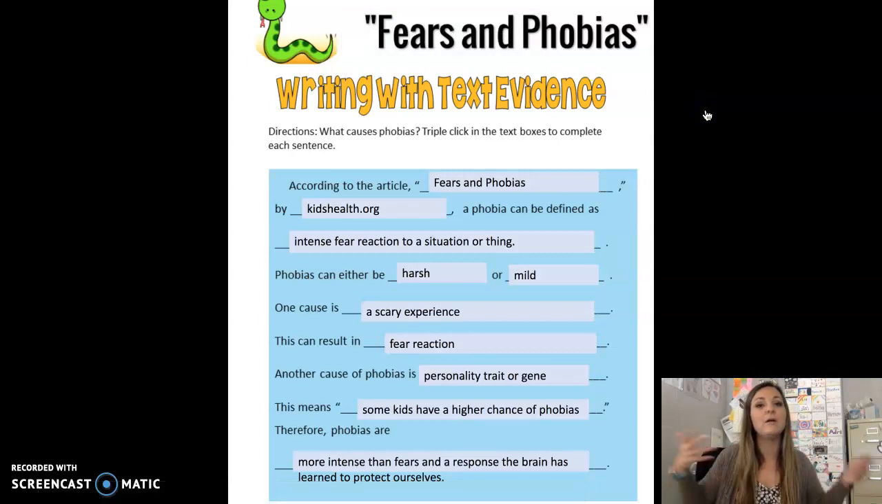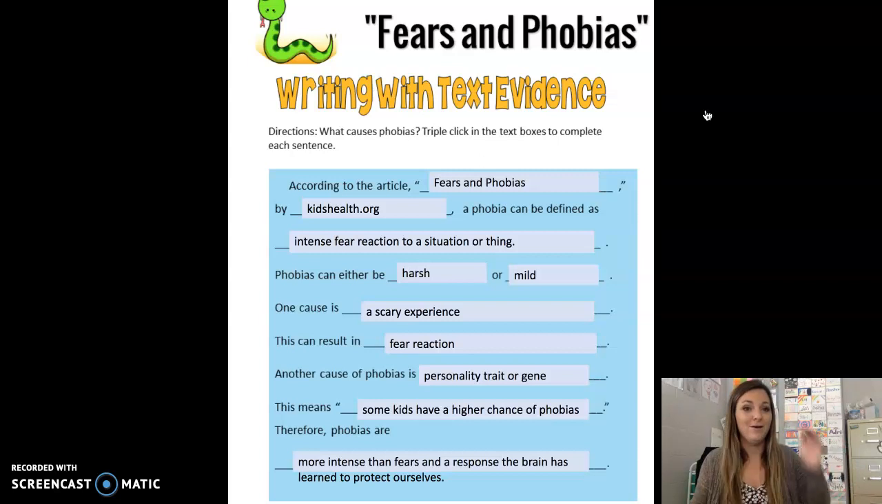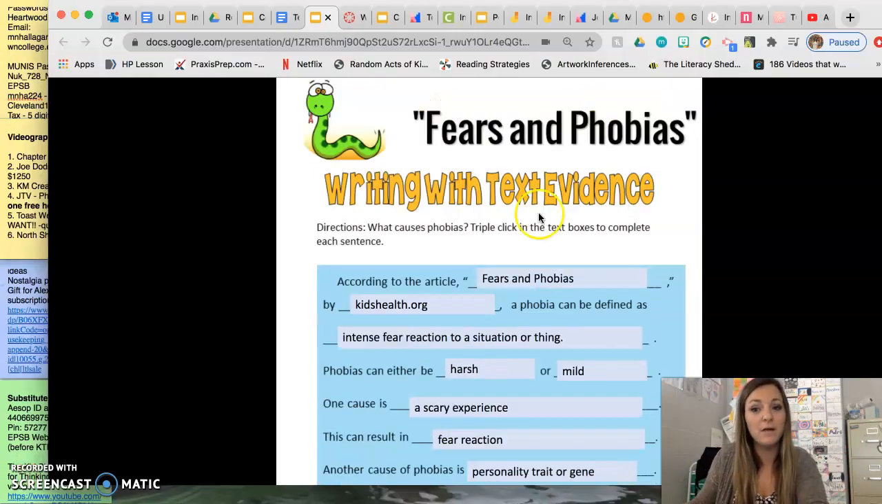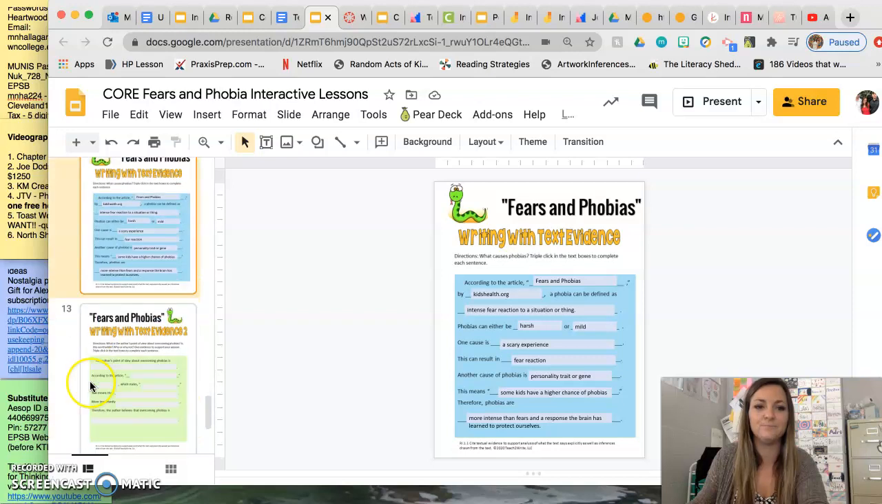So the question is, what causes phobias? So then I answer in the fill in the blanks. According to the article Fears and Phobias by kidshealth.org, a phobia can be defined as an intense fear reaction to a situation or thing. Phobias can either be harsh or mild. One cause is an experience. This can cause a fear reaction. Another cause of a phobia is a personality trait or gene. This means that some kids have a higher chance of phobias. Therefore, phobias are more intense than fears and a response that the brain has learned to protect ourselves. So if you pause the video over that point, you can write that down.